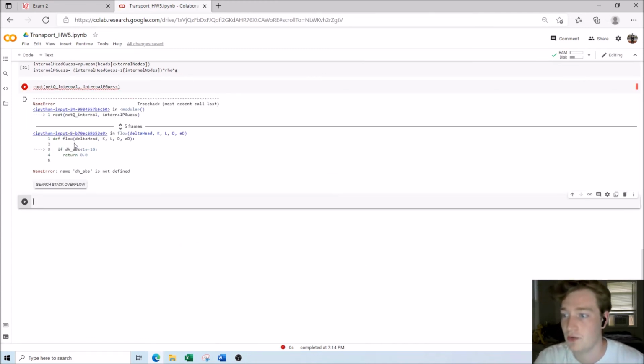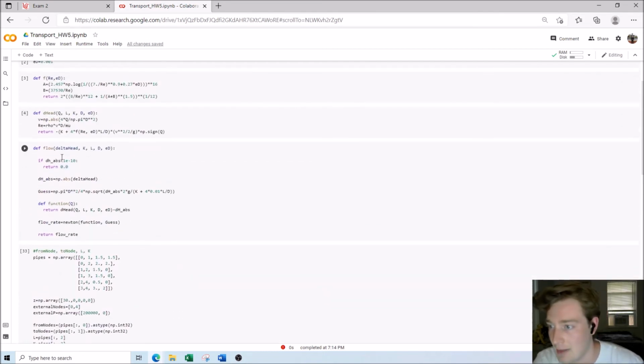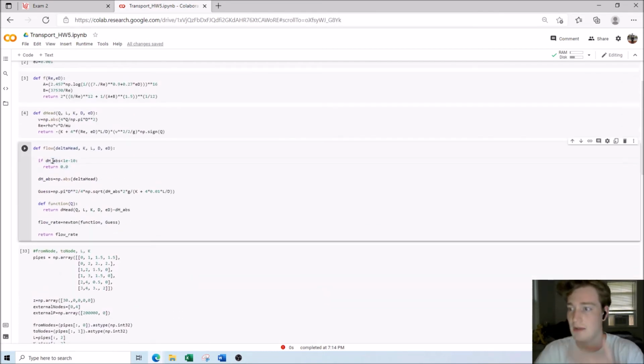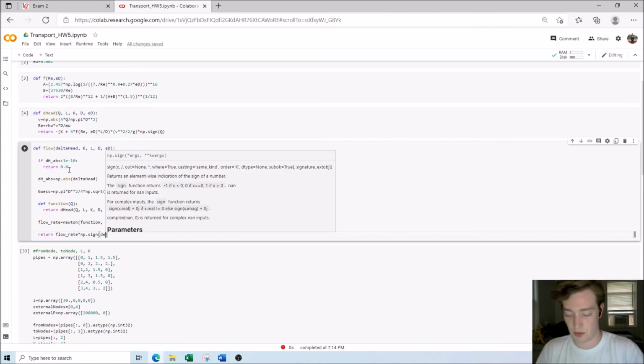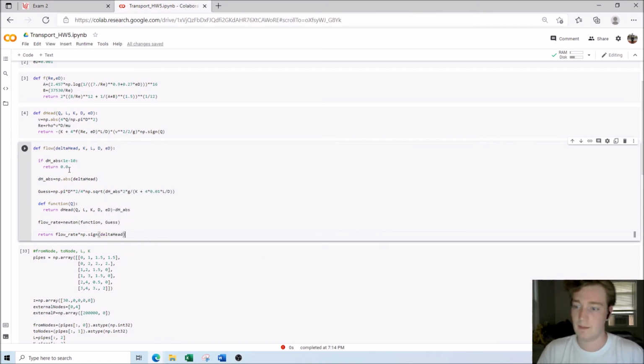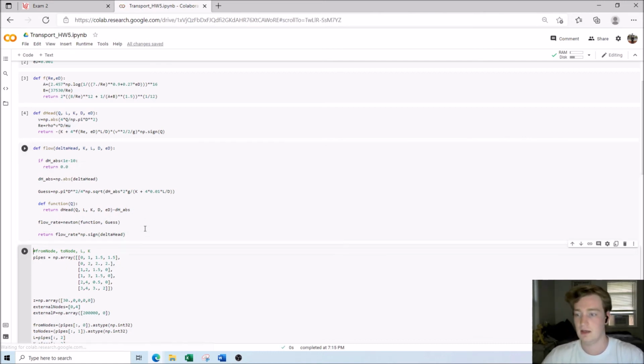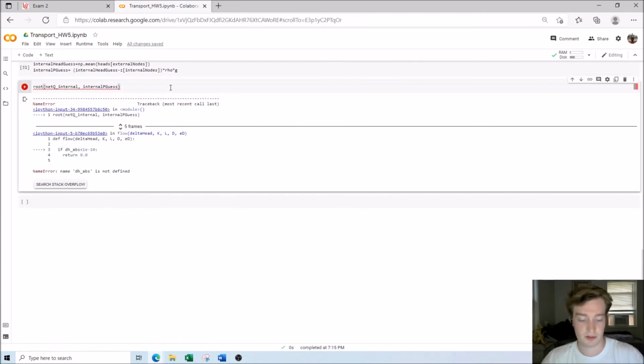dH absolute value is not defined. That's because it's a capital, right? dH absolute value. Oh, you know what? We never accounted for that absolute value sign in the return. So what is this flow rate? This is the flow rate multiplied by the sign of the original delta head, right? Because we took the absolute values just to make sure everything inside the square root is positive, we need to reaccount for the sign. Just like that. And then third time's a charm, maybe?